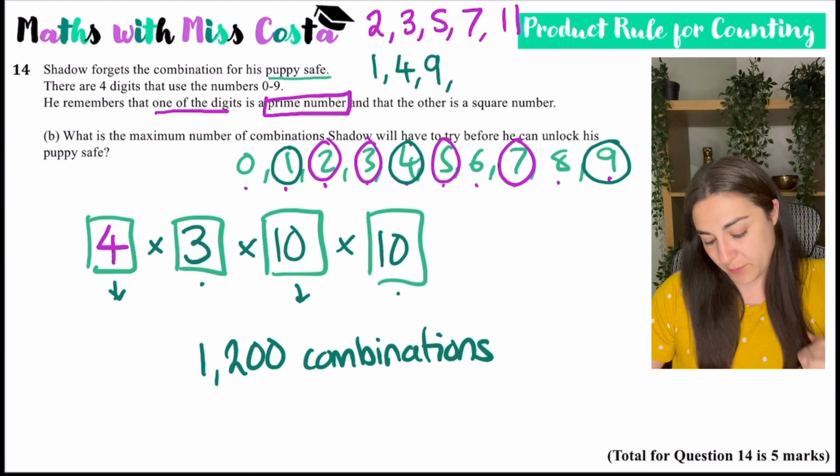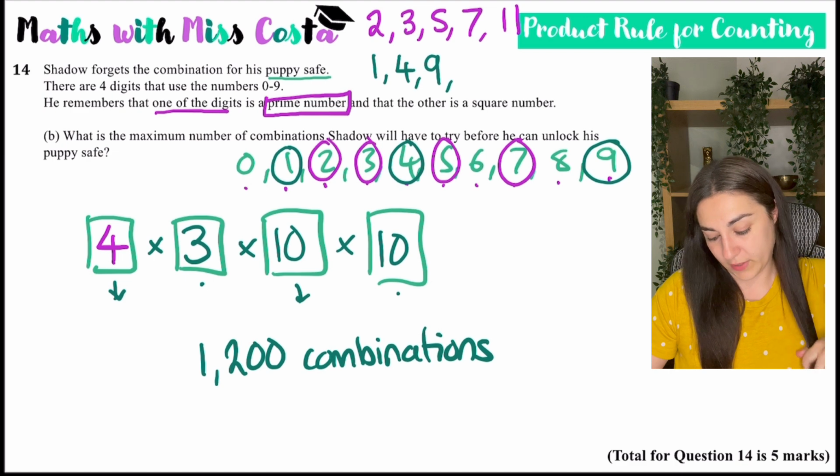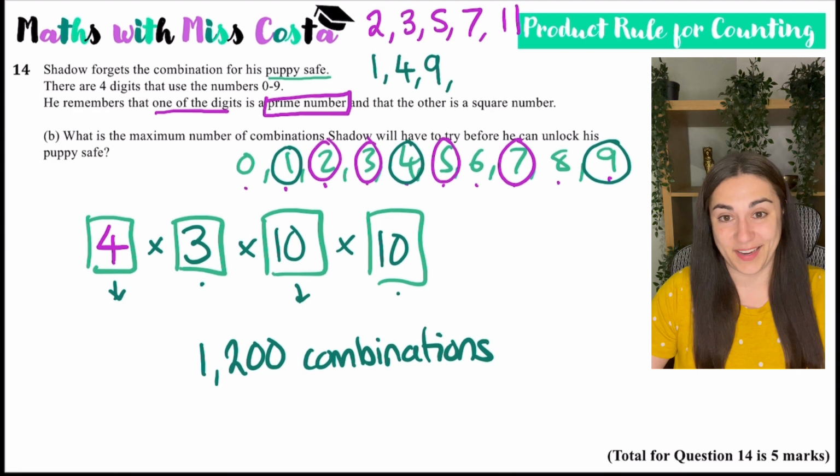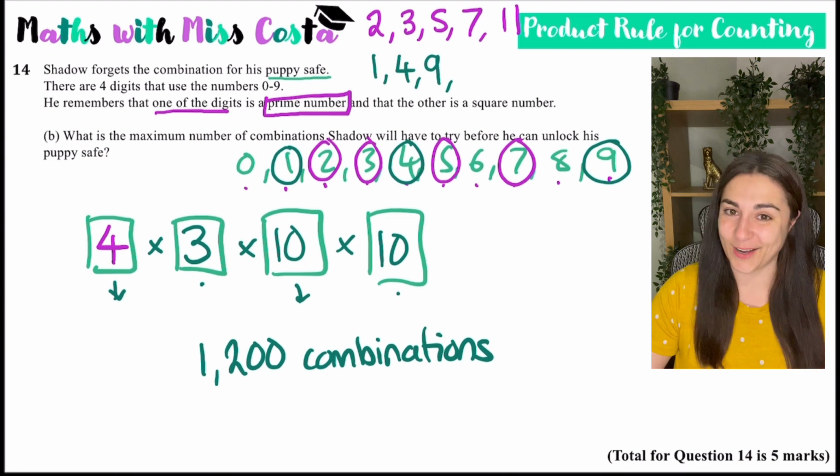So what's the maximum number of combinations Shadow will have to try before he can unlock his puppy safe? Well, the maximum number would be 1,200 if he is unlucky, like I was, and it's the last possible option.